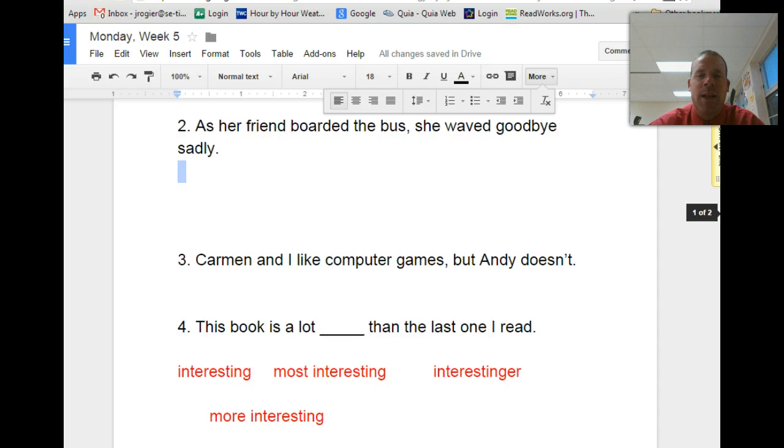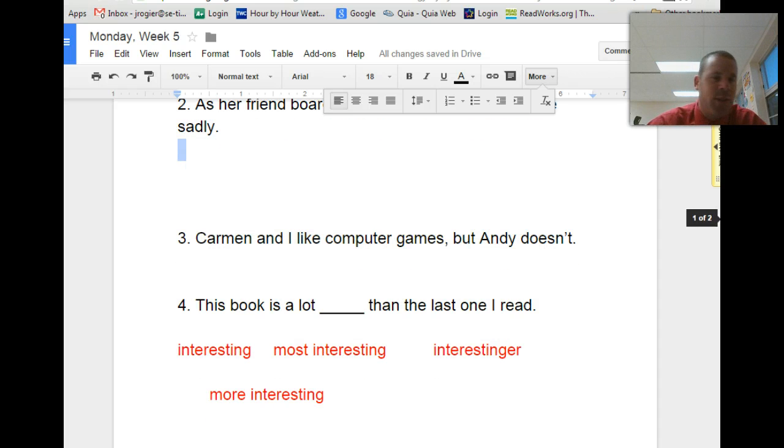Number 3, Carmen and I like computer games, but Andy doesn't. Pretty simple here. You had to circle the coordinating conjunctions. You have 2 independent clauses here, making a compound sentence, by the way. Carmen and I like computer games. Andy doesn't. So our coordinating conjunctions are and, because it puts Carmen and I together, and then also but, because but connects the sentences together, to make it a compound sentence.